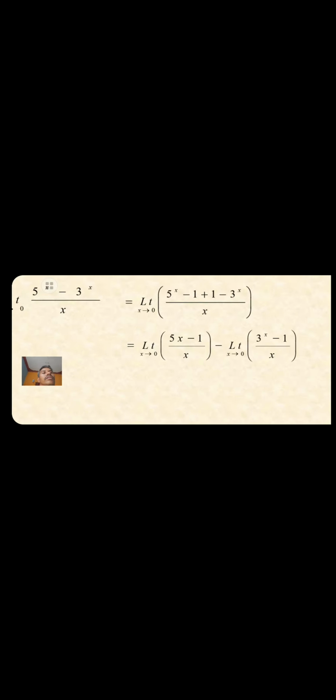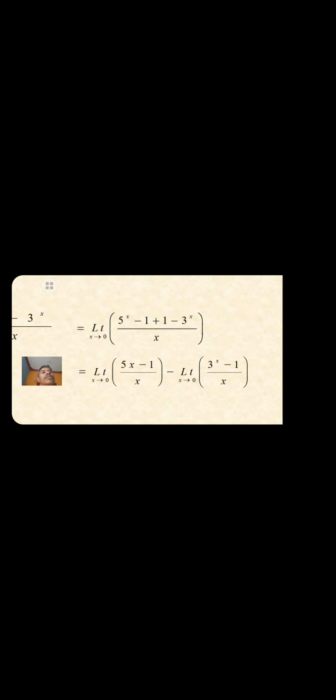Limit x tends to 0, (5 power x minus 1) by x, minus limit x tends to 0, (3 power x minus 1) by x. So here we separated the denominator, and we applied the limit to each term.